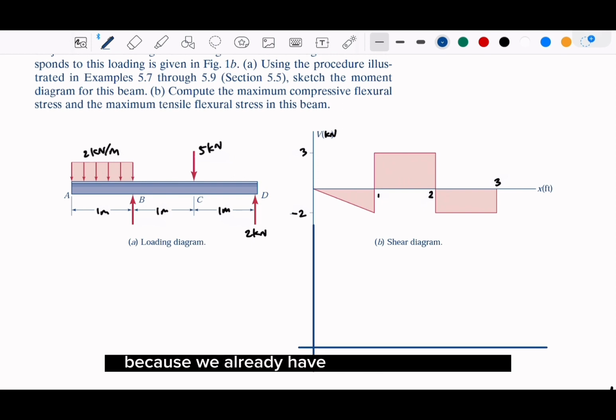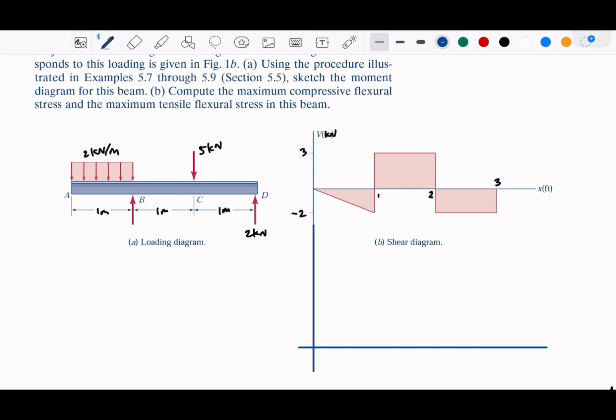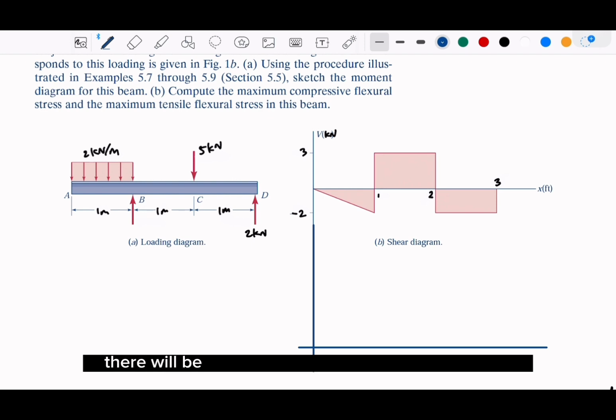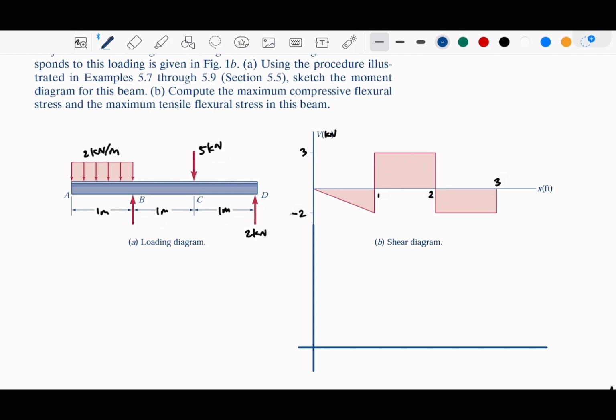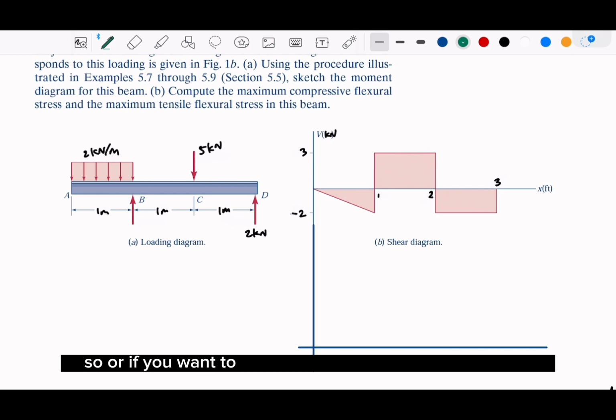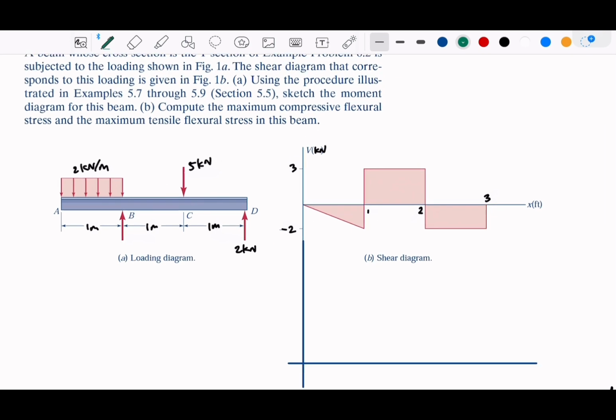And just basically because we already have the shear diagram, what we can do from this part is we are going to predict what it will be. So if we have linear, then perhaps this will be quadratic. Okay. This is negative, this is positive, this is negative. So you will see something going on over there. And of course between 1 and 2, there will be some section that is crossed by. Or if you want to take down the mathematical formula, it's M2 minus M1 is equal.